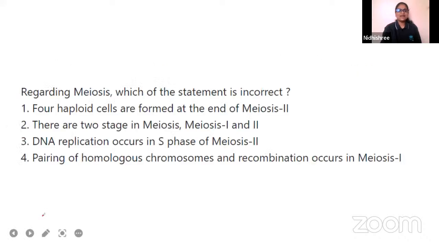Okay. Regarding meiosis, which of the statements is incorrect? Which one is wrong about meiosis? 4 haploid cells are formed at the end of meiosis 2. There are 2 stages in meiosis 1 and 2. DNA replication occurs in S phase of meiosis 2. Pairing of homologous chromosome and recombination occurs in meiosis 1. Which of the statements is incorrect?